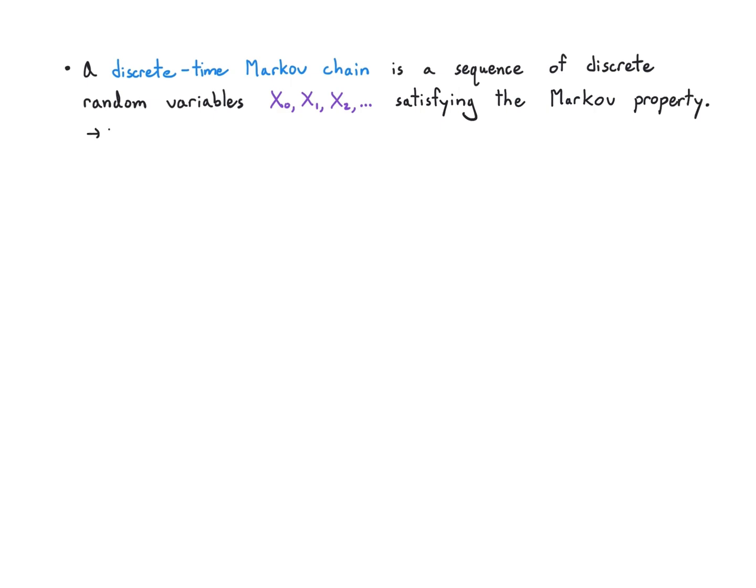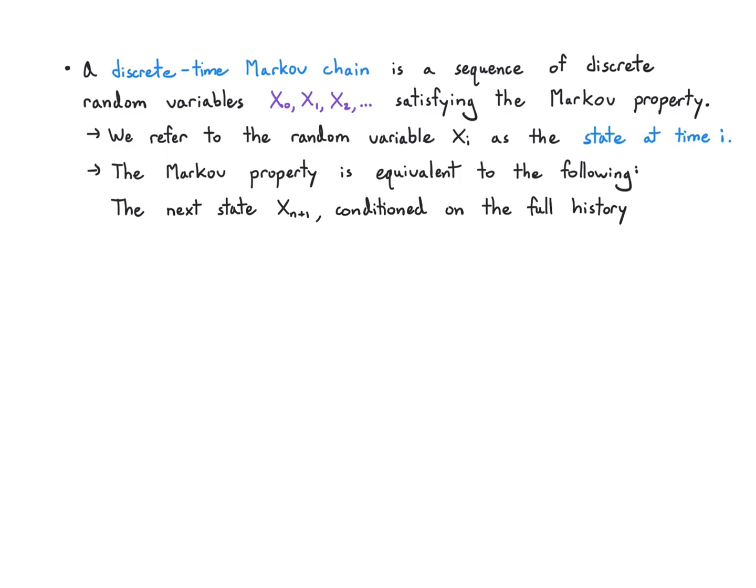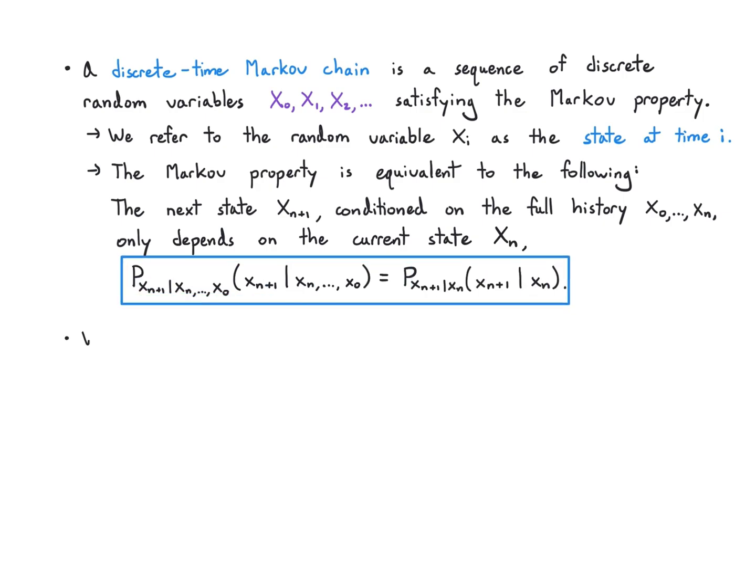Okay, and some nomenclature, we refer to the random variable x_i as the state at time i. And the Markov property in this context is equivalent to the following. So the next state, x_(n+1), conditioned on the full history x0, x1 up to xn, only depends on the current state xn. So if I try to write this conditional probability distribution of x_(n+1) given the whole past, then only xn matters, the most recent point in the past.